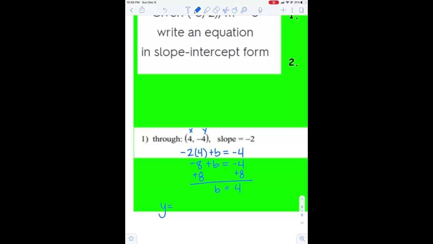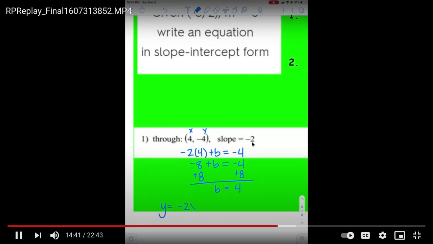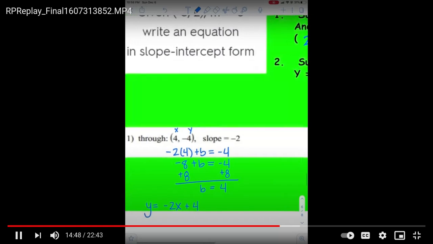So we're going to get y is equal to negative 2x, because that's our slope, plus b, which in this case is 4. So y is equal to negative 2x plus 4.